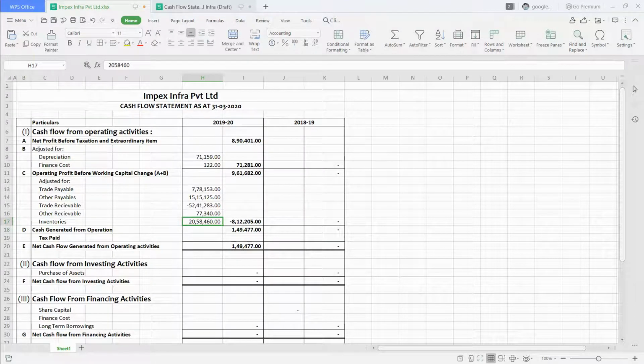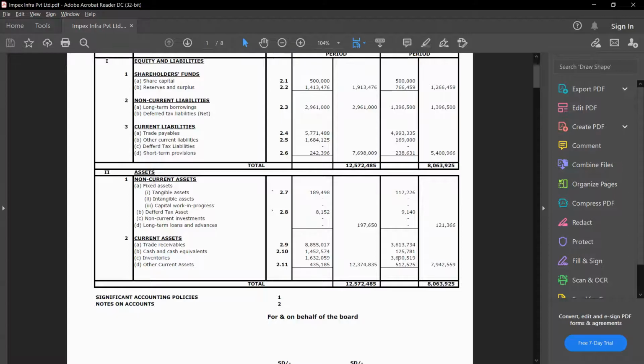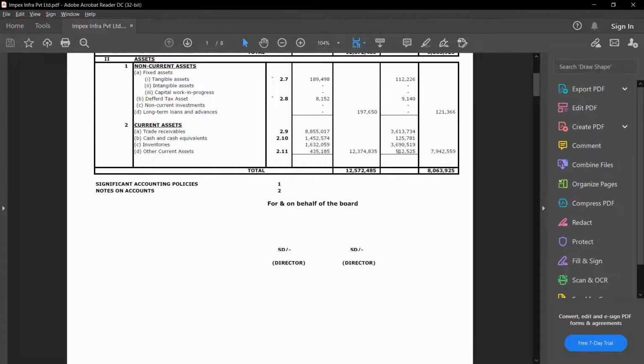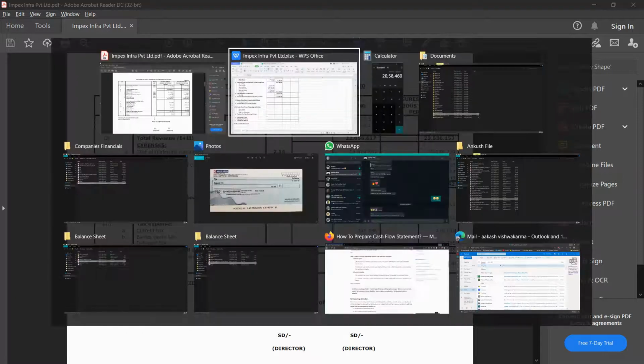Next, we put the tax paid amount. Since we pay last year tax in current year, we will reduce the amount of last year tax paid given in P&L account. We have net cash flow generated from operating activity.